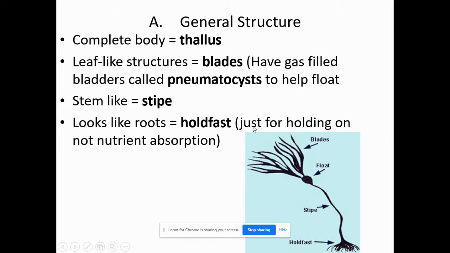The general structure, the complete body is called the thallus. Leaf-like structures are going to be the blades. They have gas-filled bladders called pneumatocysts that help them to float. The stem is called the stipe, and they look like roots, but they're not really roots. It's just called a holdfast. And it's literally just to keep the algae in place, or the seaweed in place. It has nothing to do with nutrient absorption like the roots do on our plants that we would have at home.